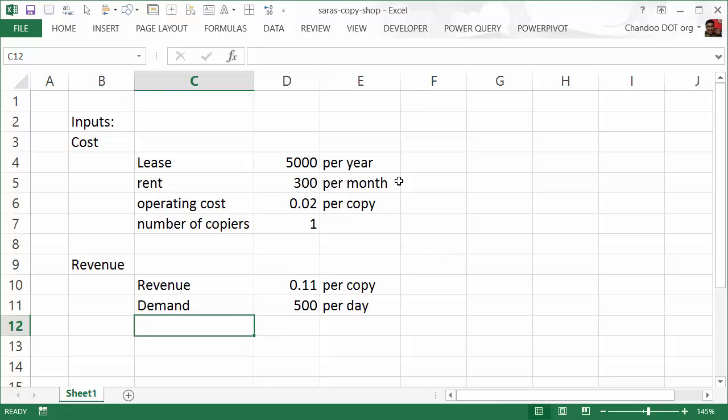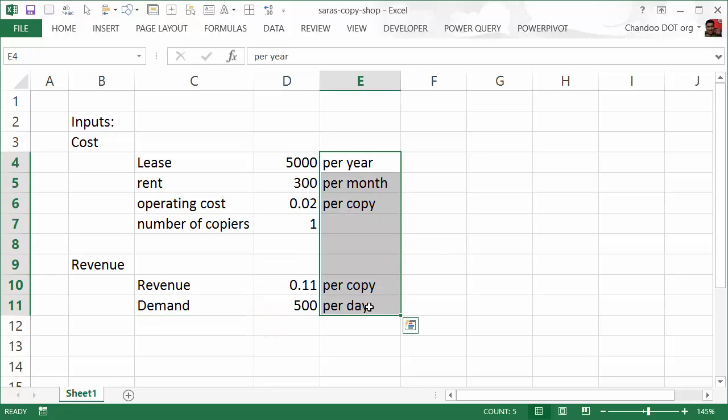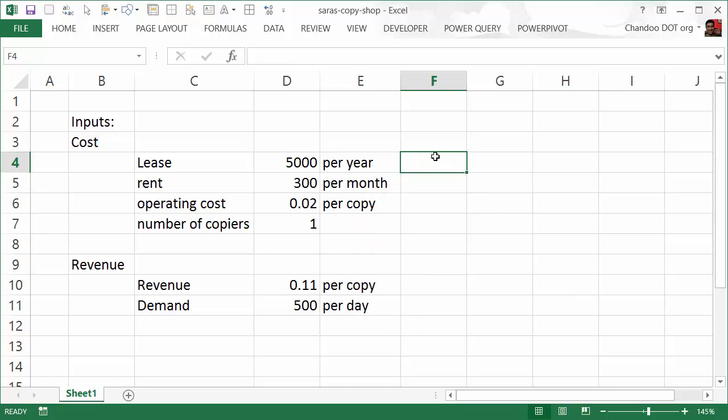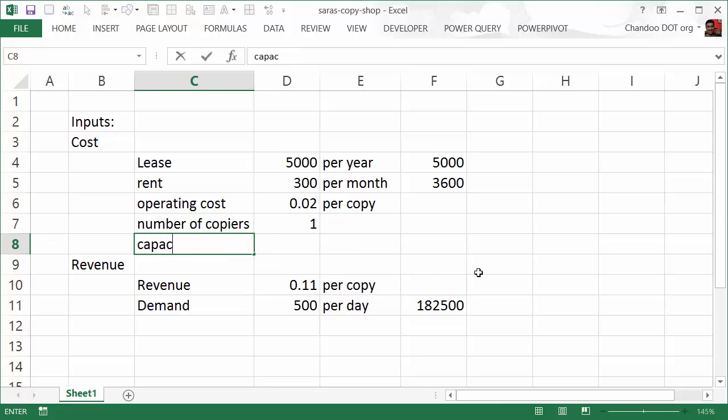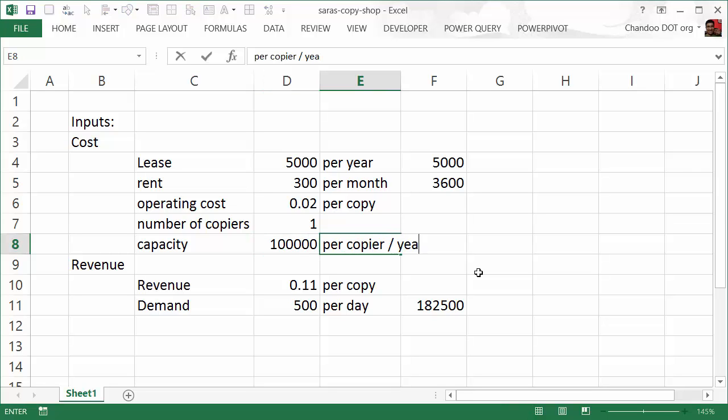Right, now here we have these variables per year, per month, per copy, per day, like that. They are scattered all over the place, so it may be a good idea to unify all these things on a per year basis. So this is simply 5,000, whereas this is multiplied by 12, and that is going to be multiplied by 365. Okay, even at the lowest level of demand, 500 per day, you can see that we will end up having 182,000 copies. Now this is clearly more than the capacity of the copier, which we could note here as capacity is 100,000 per copier per year.